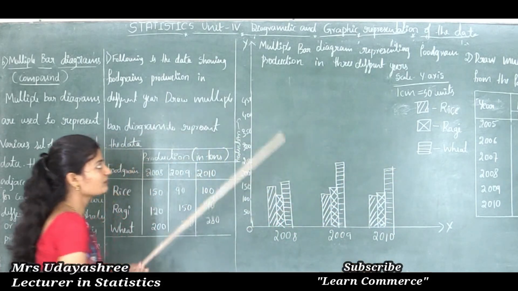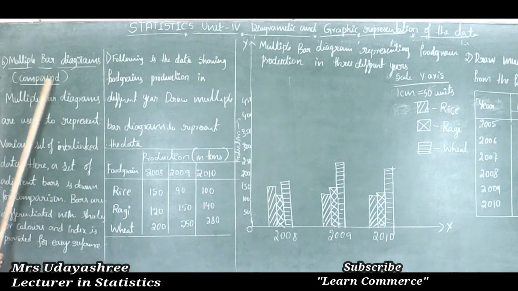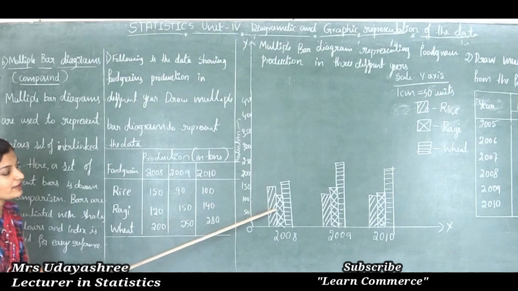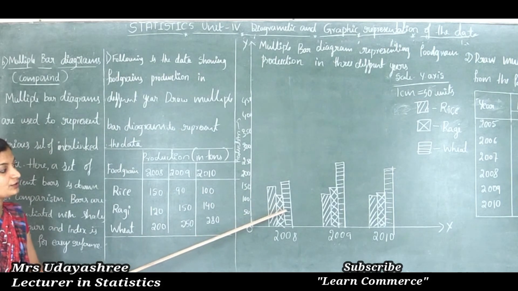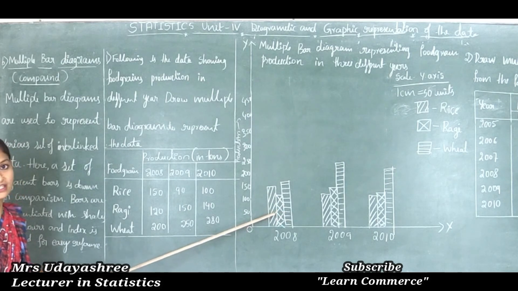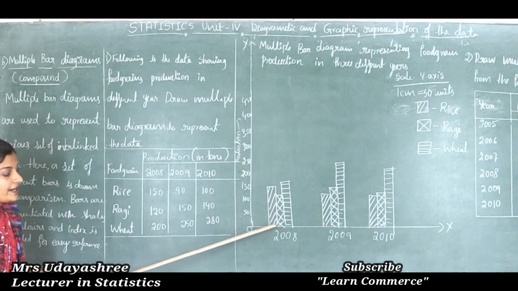Okay, this is all about the multiple bar diagram. See the explanation of multiple bar diagram. See, multiple bar diagrams are used to represent various sets of interlinked data that we already discussed, and here a set of adjacent bars is drawn for comparison. See here, three bars are drawn together. Drawn together means adjacent bars. So here adjacent bars are drawn for comparison.